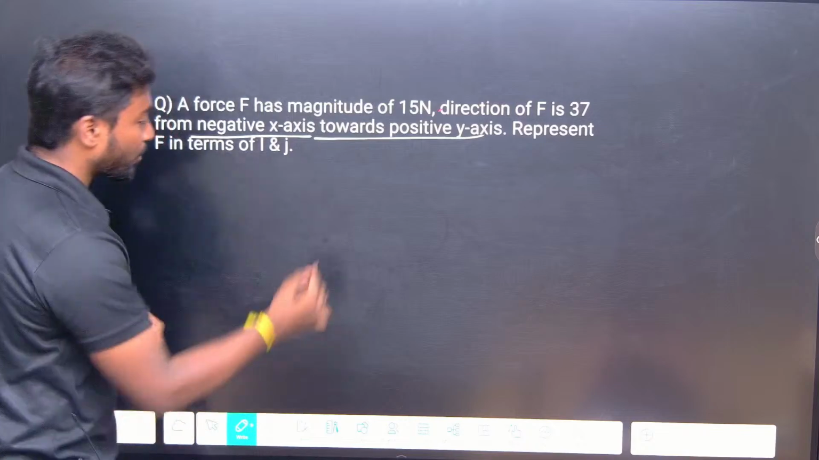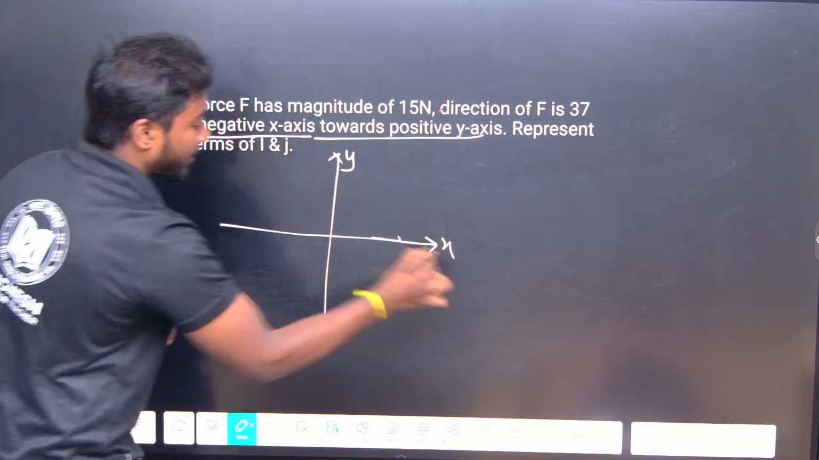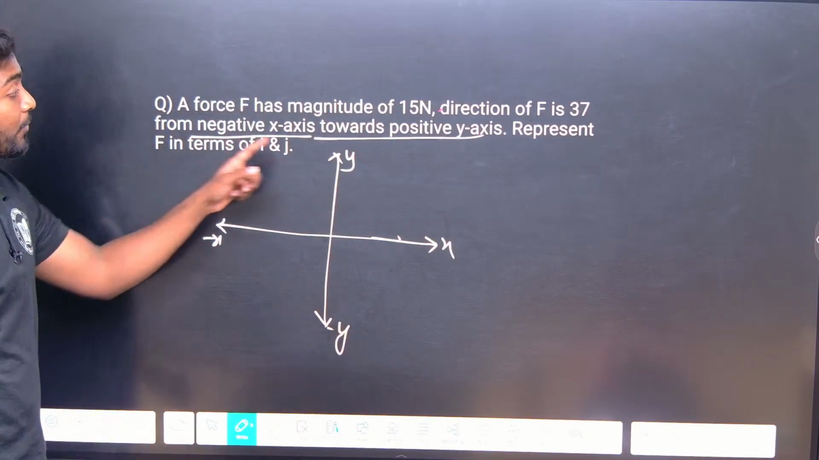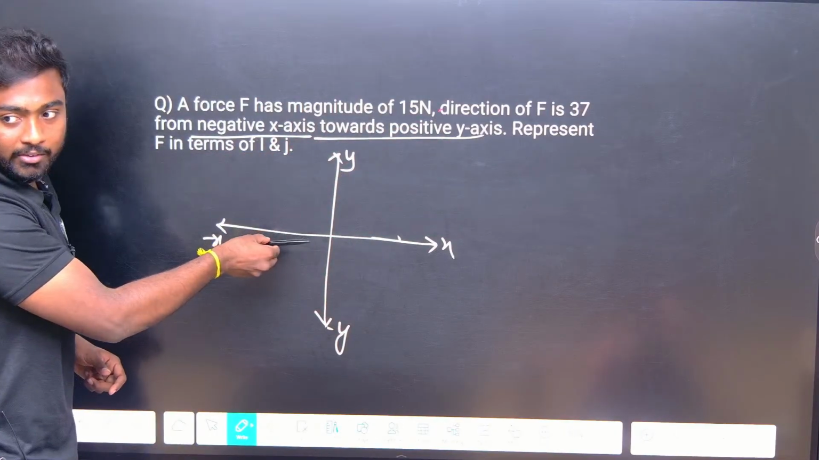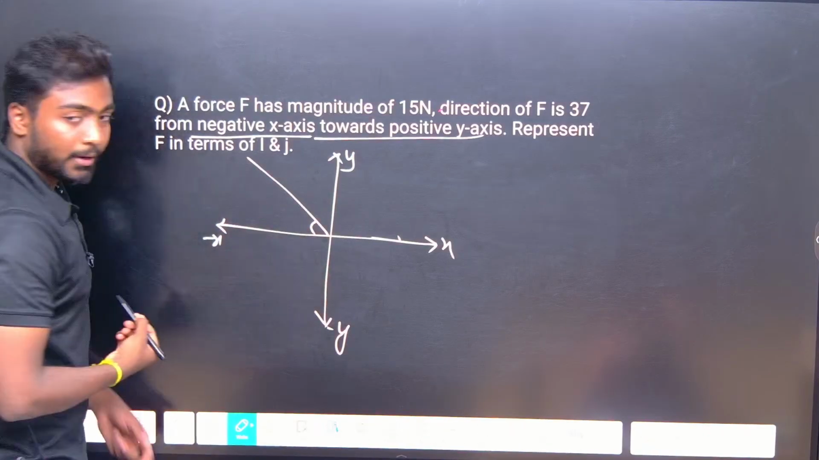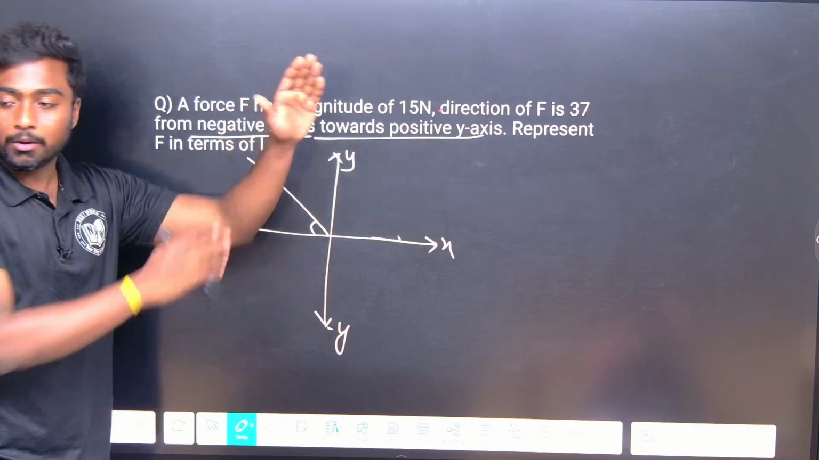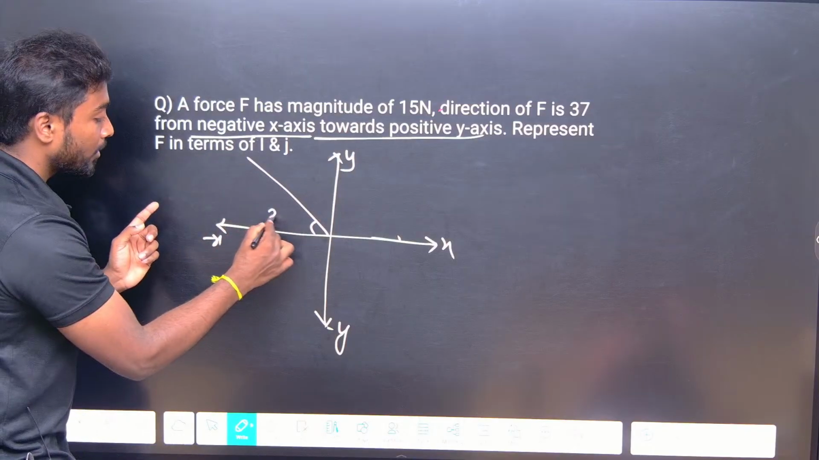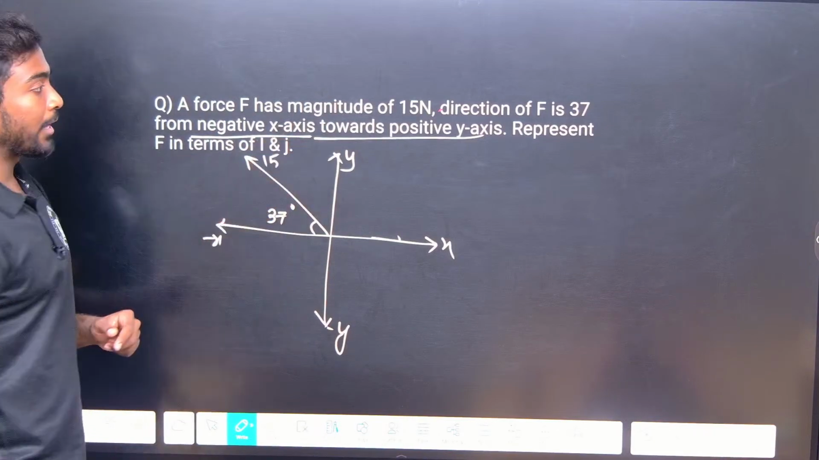Second quadrant. First draw the quadrants. So this is my positive y, positive x, negative x, negative y. So negative x axis towards positive y axis. Initially it was in the negative x axis, now towards positive, with respect to horizontal, I am going from x to y. So this is my angle. Yes or no? How much? 37 degree. So force is given as 15 Newton.